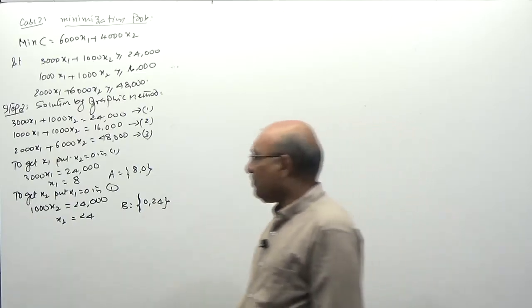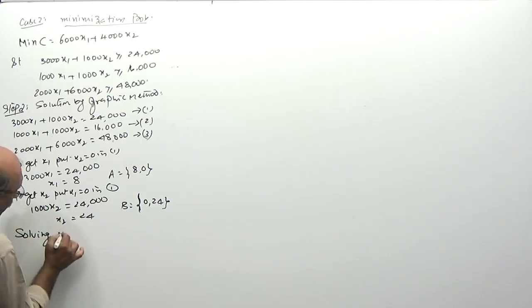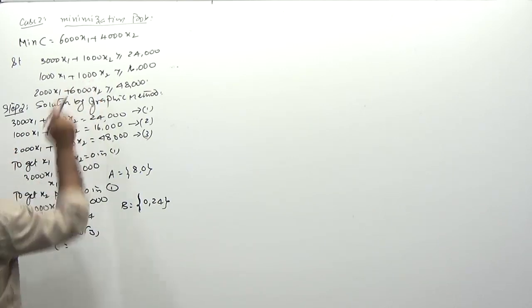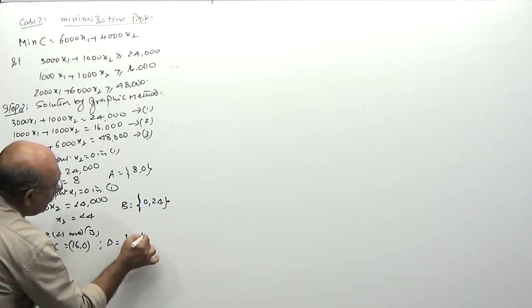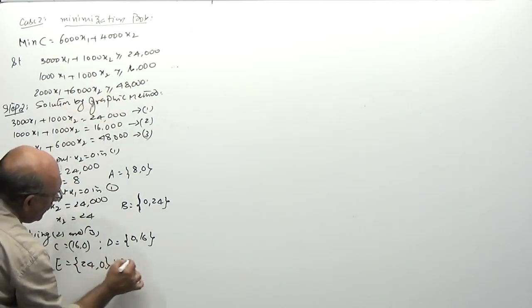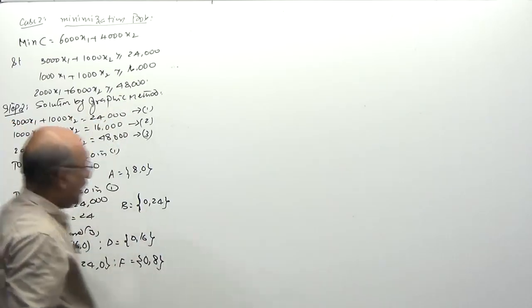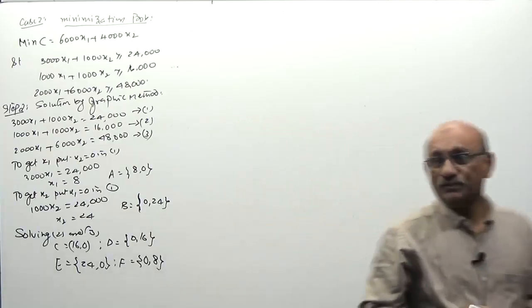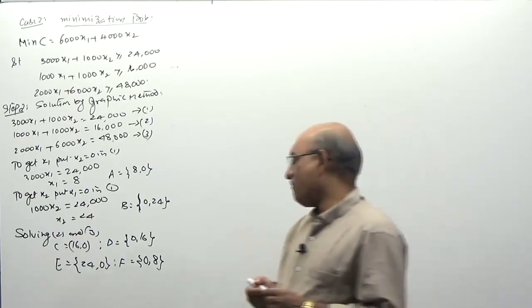Okay. Similarly, solving 2 and 3, sir. When I solve the second one, I will get C is 16 comma 0, D is equal to 0 comma 16, E is equal to 24 comma 0, F is equal to 0 comma 8. This way we have points. Next, we have to represent them on the graph.